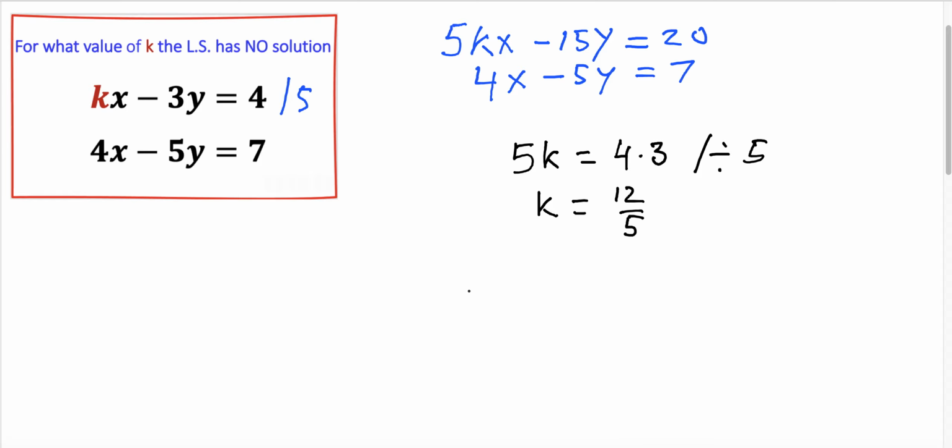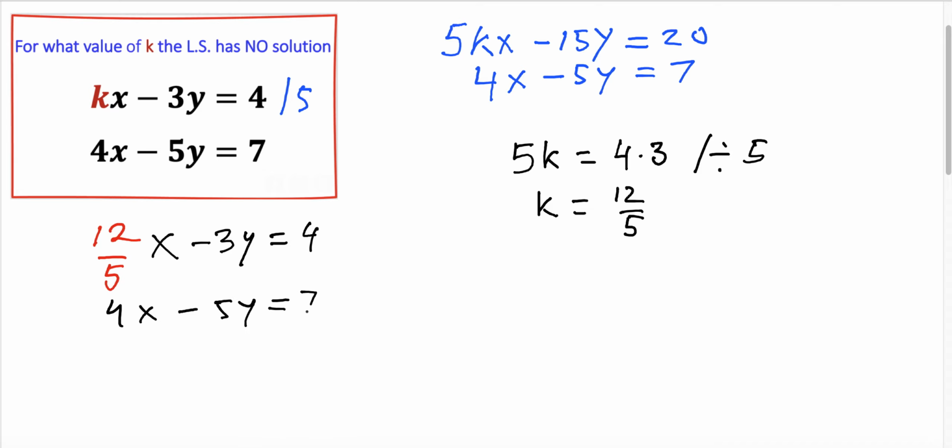by 5. And now, to make sure this 12 divided by 5 is the right value that makes the system inconsistent, let's try and solve this example. So instead of the k, we are plugging in 12 divided by 5. And now here is 12/5 x minus 3y is equal to 4, and the other is 4x minus 5y is equal to 7.